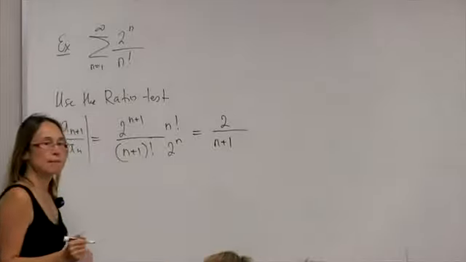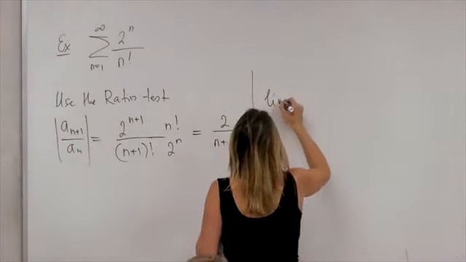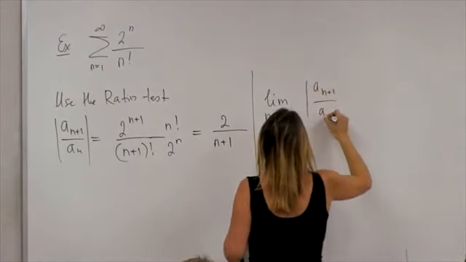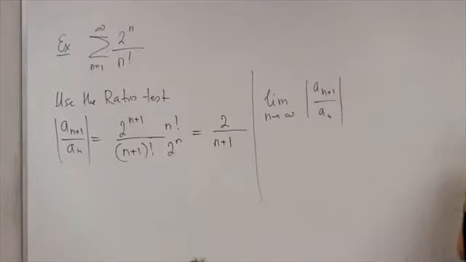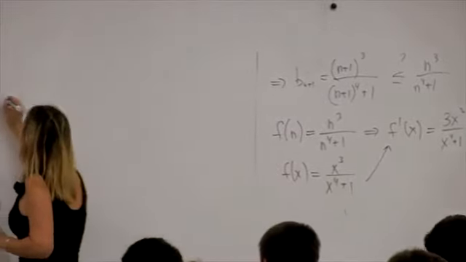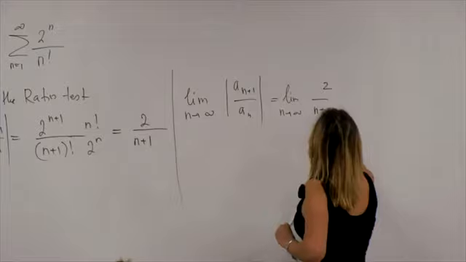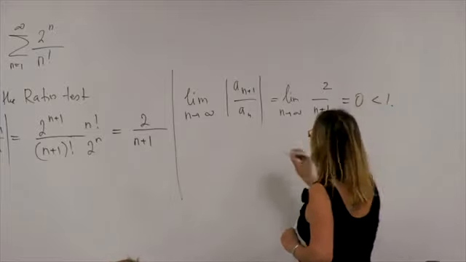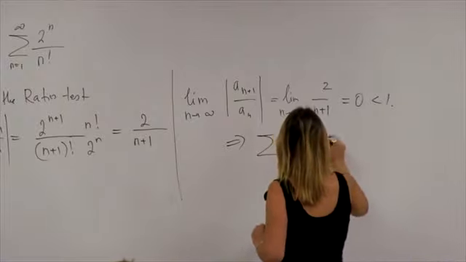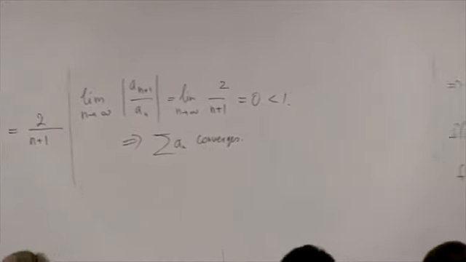Questions? Now I have to take the limit of a_{n+1} over a_n. What do I have to require? I have to require that the limit is a constant less than 1. That's all I need here. And it's 0, obviously less than 1. So a_n converges by the limit ratio test.